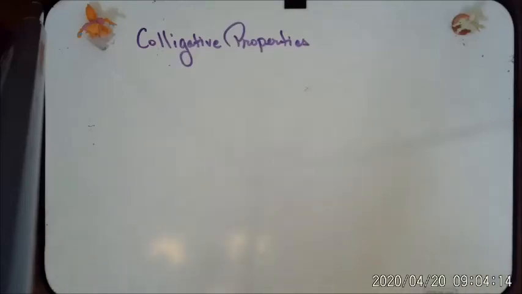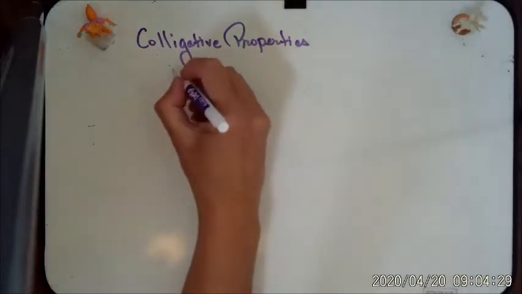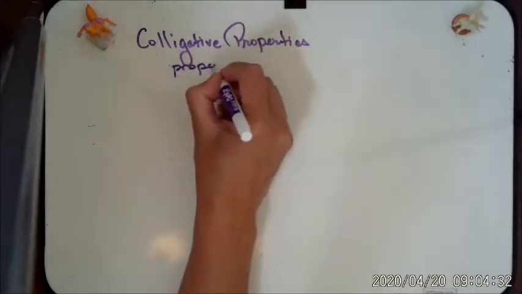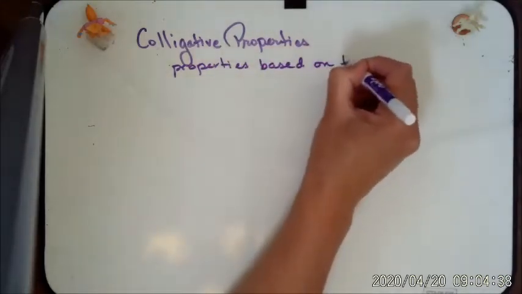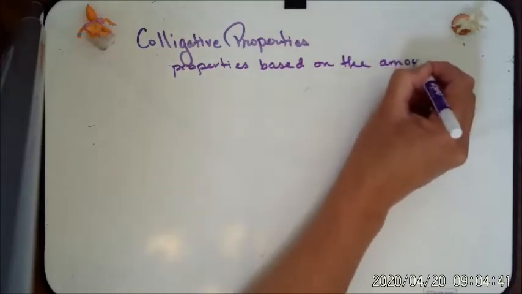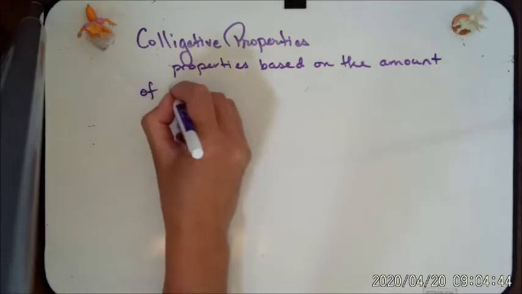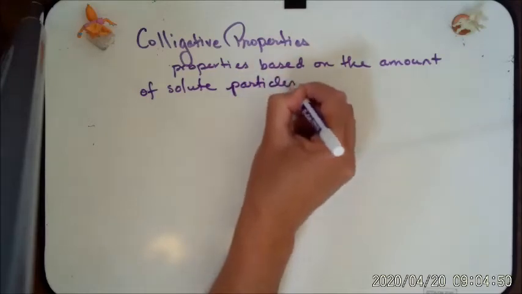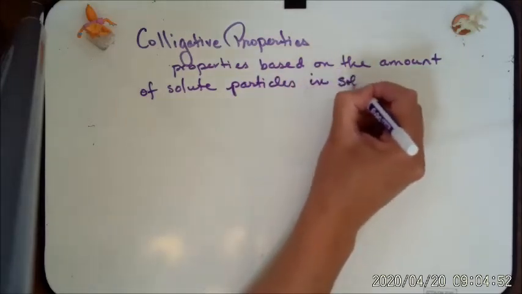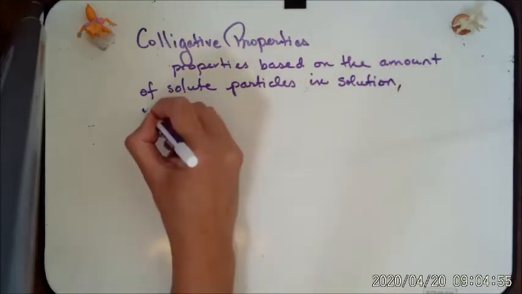Let's get started on colligative properties. These are properties that are concerned with the number of solute particles in your solution. Okay, so these are properties based on the amount of solute particles in solution, not the type.